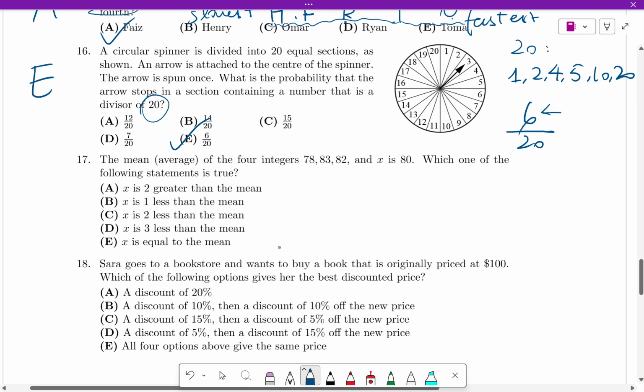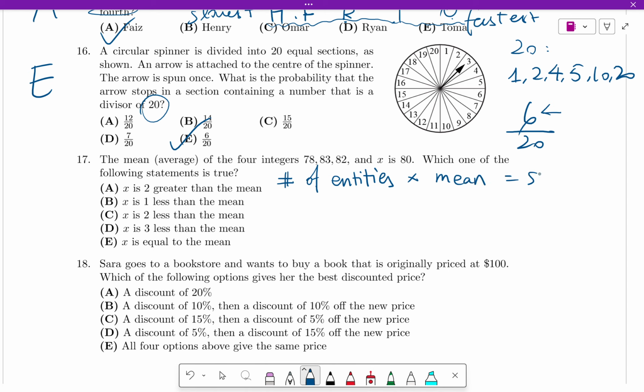Question 17. The mean, which is the average of the 4 integers 78, 83, 82, and x, is 80. Which one of the following statements is true? As we know, for average questions, we can always follow this formula: the number of entities times the mean of a data set equals the sum of those entities.